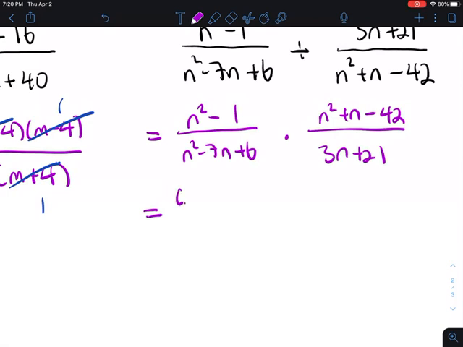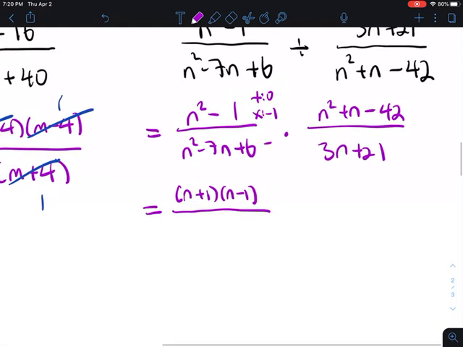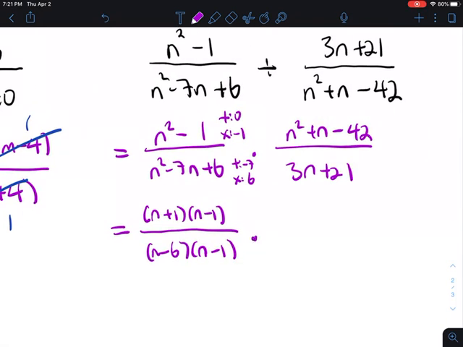n squared minus 1. Now that may not look like it can be factored, but it actually can. We want two numbers that add up to 0, multiply to negative 1. So n plus 1 and n minus 1. Here we're adding up to negative 7, multiply to 6. Can that be factored? n squared minus 7n plus 6. And minus 6 and minus 1, it looks like. There we go. And times, here, adding up to 1, multiplied to negative 42. That's plus 7 minus 6.